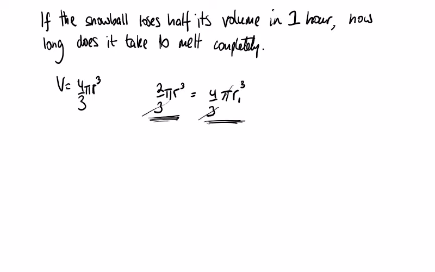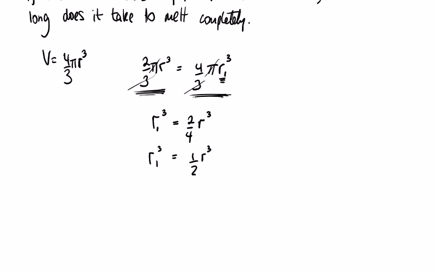So we cancel our 3's and our pi's, and we're left with r cubed. We want r1, let's get r1. In terms of r1, it'll give us the rate of change. r1 cubed is equal to, we're going to bring the 4 underneath the 2, so that's 2 over 4 r cubed, the initial radius cubed. So the radius after an hour cubed is equal to a half the radius at the beginning cubed. So we can get the cube root of each side. This is a product, so the cube root of r cubed is r, and the cube root of 1 over 2. So r1 is equal to the cube root of 1 over 2 times r.